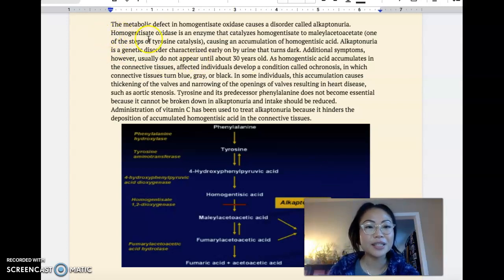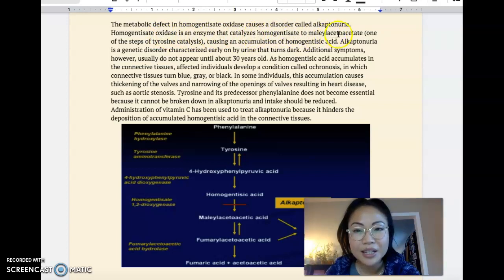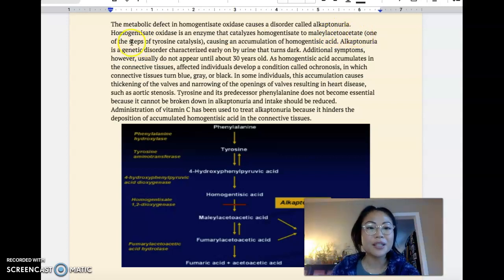So homogentisate oxidase is an enzyme that catalyzes homogentisate to maleylacetoacetate, which is one of the steps of tyrosine catabolism. It causes an accumulation of homogentisic acid, and it is a genetic disorder characterized early on by urine that turns dark when it is exposed to air. That's one of the first symptoms. Additional symptoms, however, do not usually appear until about 30 years of age.